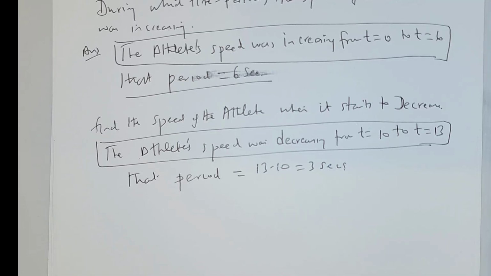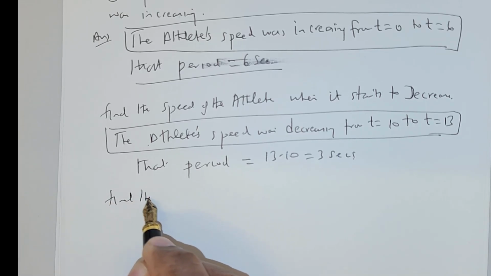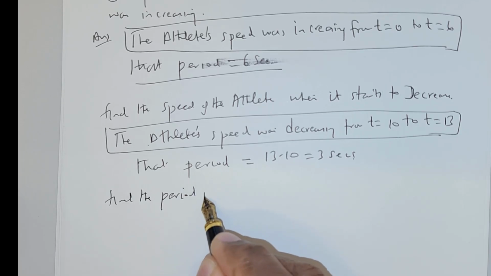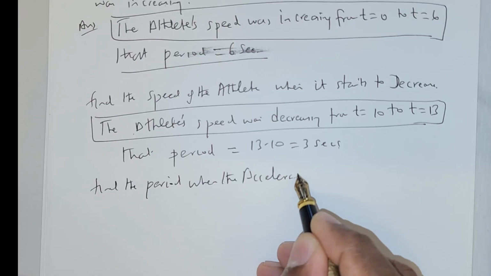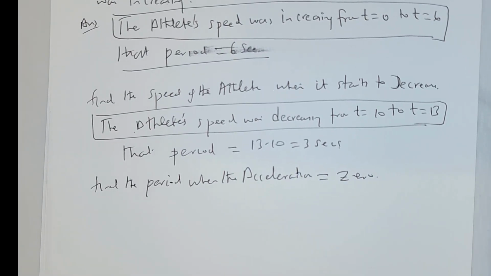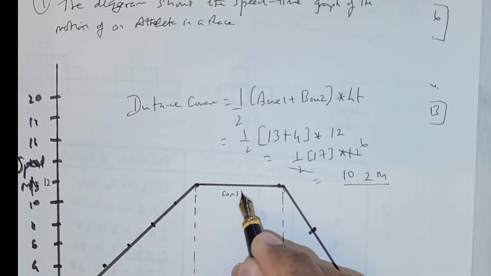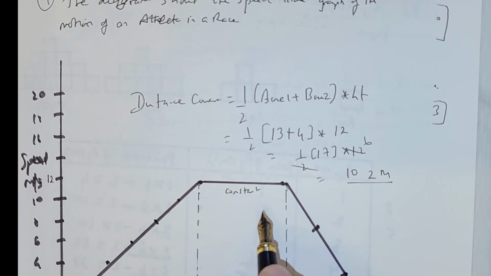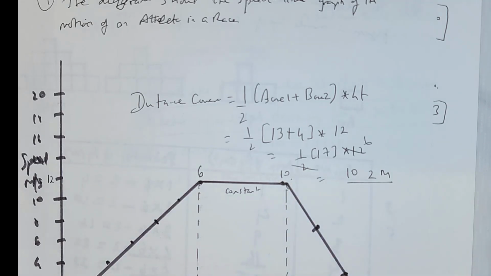Okay, so the next is find the period and the acceleration equals 0. That's the next question. Now go to the graph. I mentioned to you this is the constant speed. Constant speed means zero acceleration. So when does it occur? T is equal to 6 to t is equal to 10.